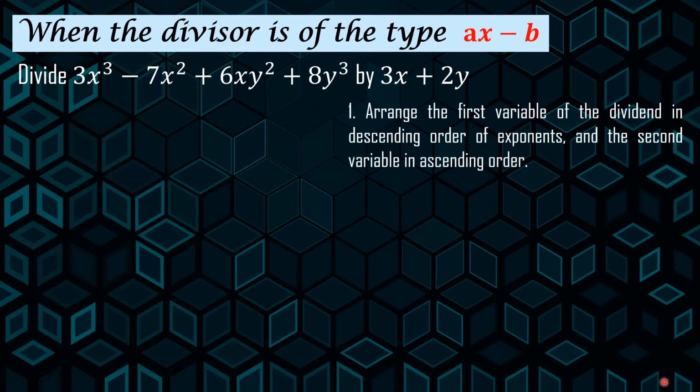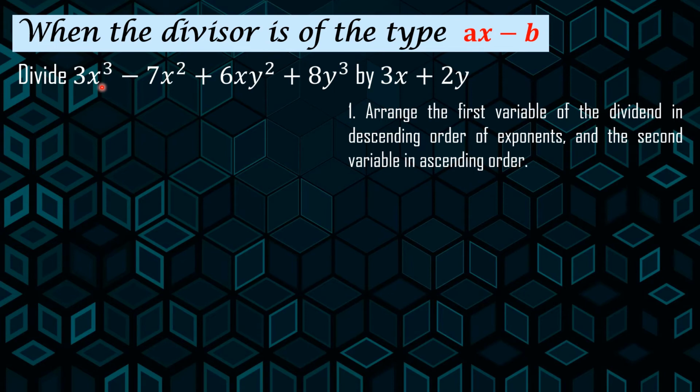First step is to arrange the first variable of the dividend in descending order of exponents and the second variable in ascending order. So, ang first variable natin sa given polynomial ay x. Kailangan ang exponents ng unang variable which is x must be arranged in descending order. And then, yung pangalawang variable, dapat ang exponents nila ay arranged in ascending order.